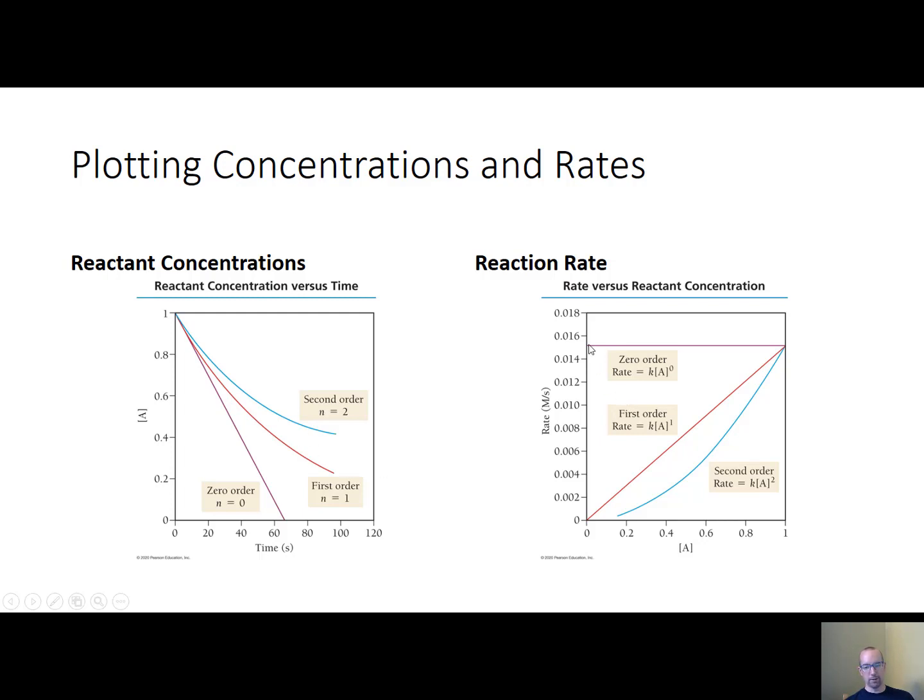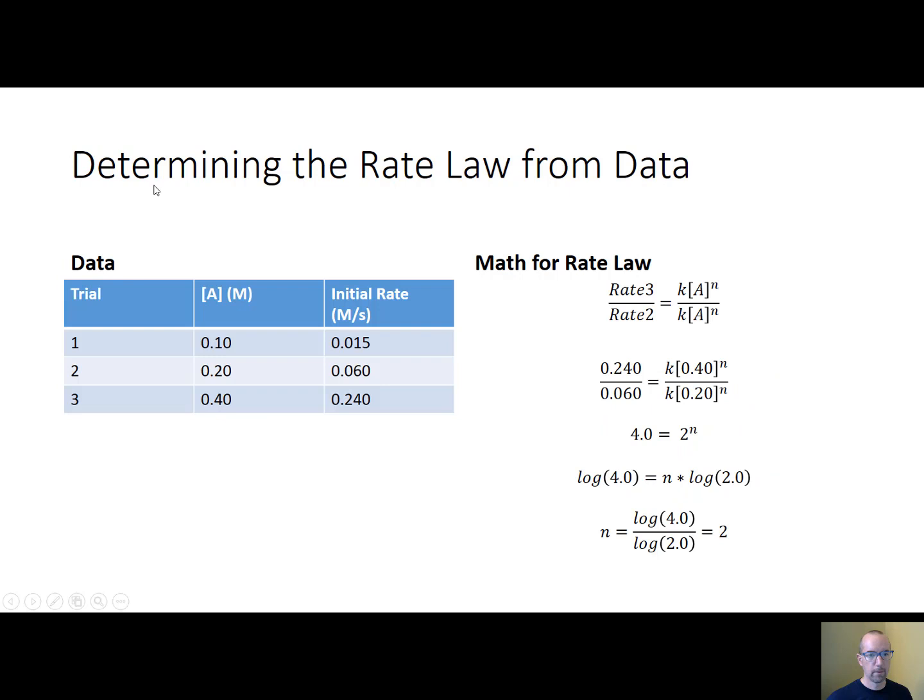If we're plotting rate on one axis and A on the other, the rate doesn't change at all for 0th order, so it stays the same always. For first order, it's linear with respect to the concentration of A. And then for second order, it curves up at the rate of the square of A. So we get that parabolic sort of looking thing.